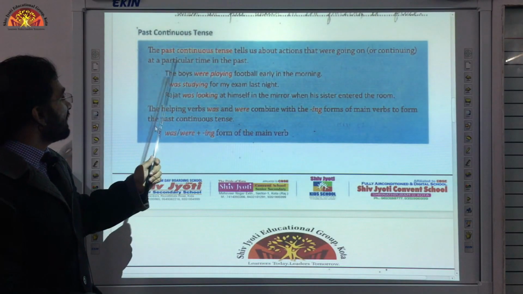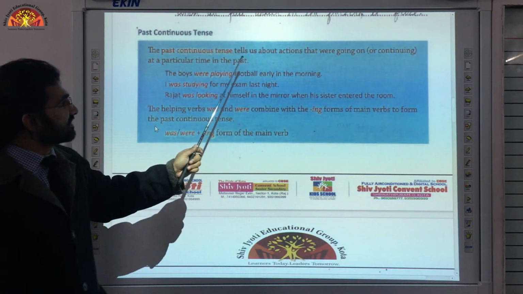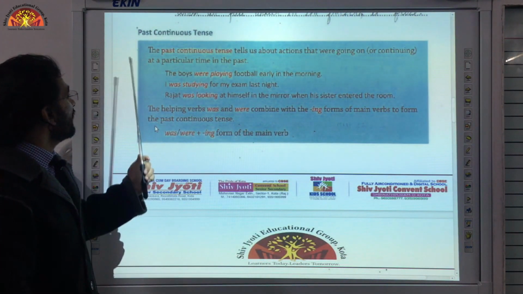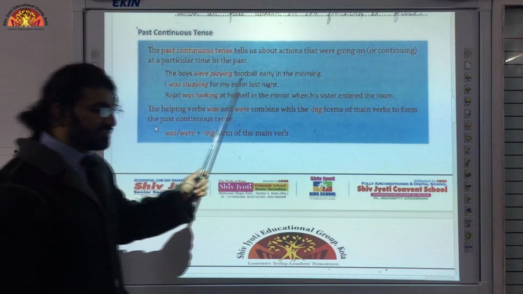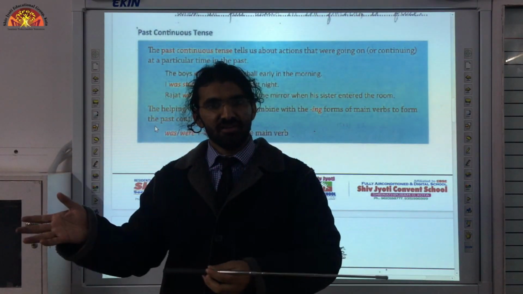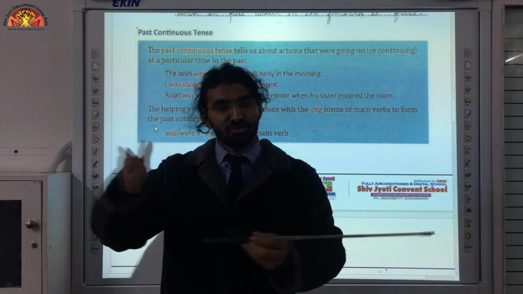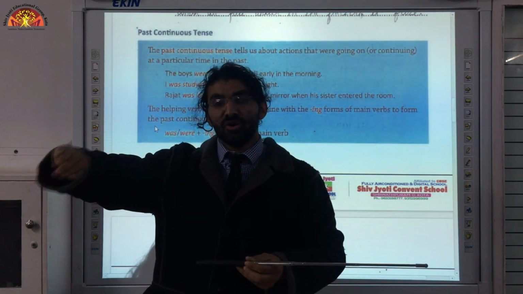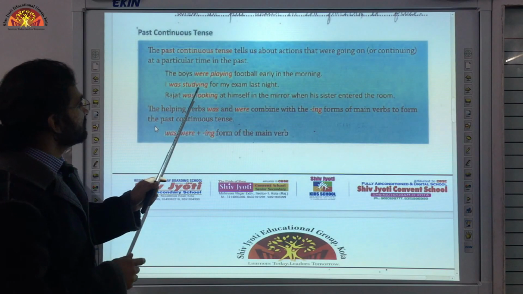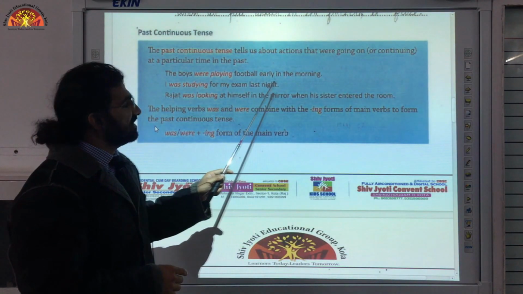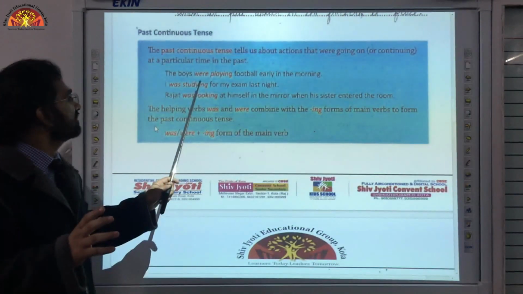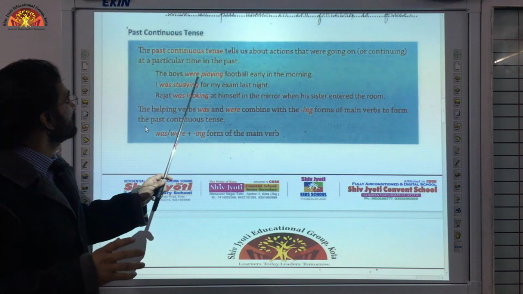The past continuous tense tells us about actions that were going on or continuing at a particular time in the past. I was playing football in the ground that day. So this action was going on or continuing in the past on that particular day. We have some other examples here. The boys were playing football early in the morning. So in the morning, this action was going on. So this is our past continuous tense.